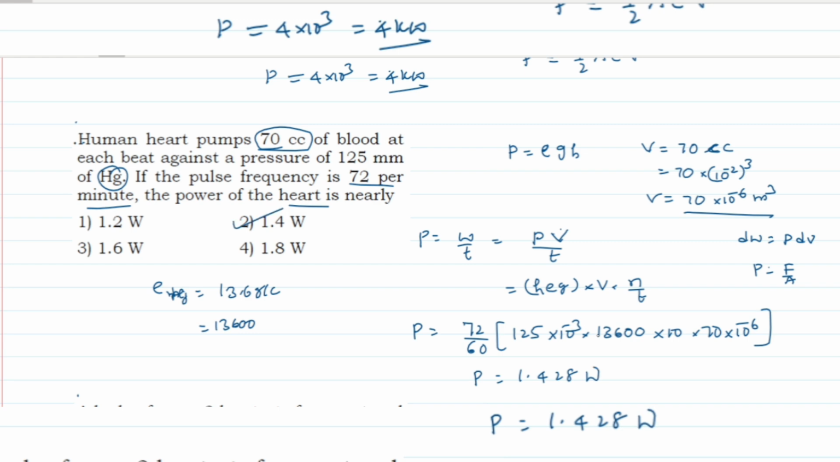So power equals the rate of doing work. Work done in terms of pressure and volume is dW equals PV. In the heat topic you need to substitute P equal to H rho G into volume.